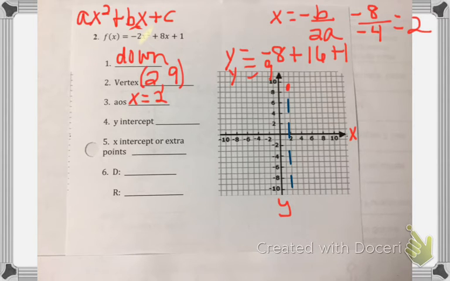Okay, the y-intercept. Remember, the y-intercept is (0, C). That's (0, 1). So let's plot (0, 1), it's right here. And from the axis of symmetry, we went 2 to the left, so we're going to go 2 to the right. So that is the ordered pair (4, 1).